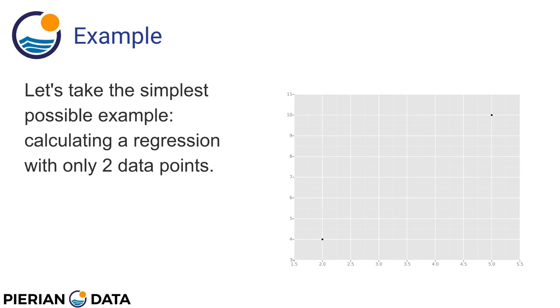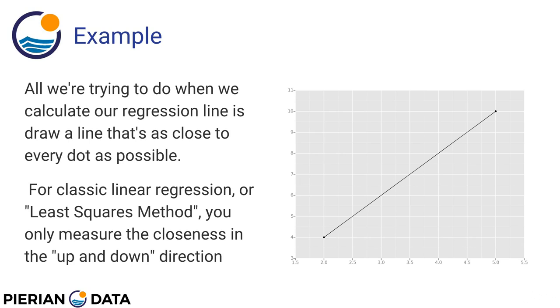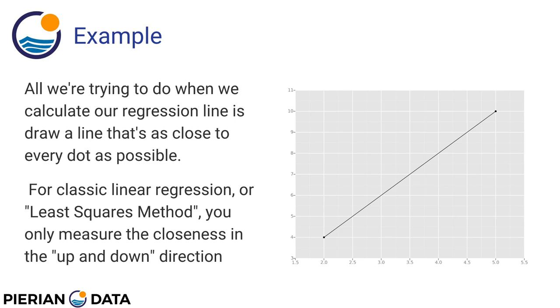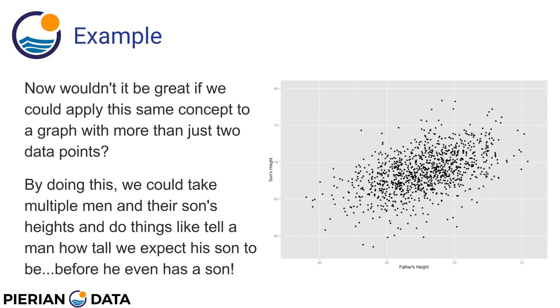Let's take a really simple example, in fact the simplest example possible, calculating a regression with only 2 data points. So all we're trying to do when we calculate our regression line is draw a line that's as close to every dot as possible. For classic linear regression, or the least squares method, what you're trying to do is only measure the closeness in this up and down direction, or along the y-axis. So in this case, wouldn't it be great if we could apply the same concept to a graph with more than just 2 data points? If we go back a slide, we can see that this particular regression fits the data perfectly. However, if you have more data points, how can we actually do this?